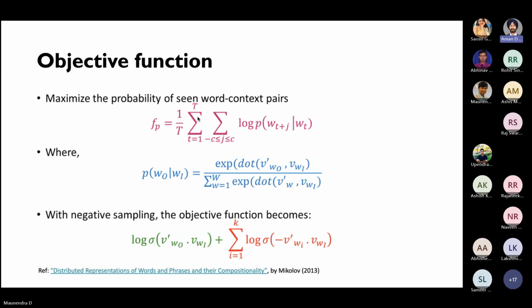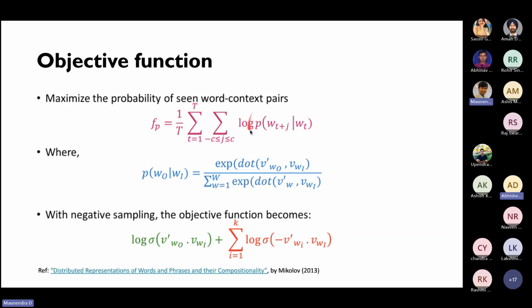Is T the number of all the words in the document, or just the number of that particular word in the document? Number of all appearances of all words together. And how do we find probability, like w t plus 1 given w t? Yeah, we'll come to that. That will be the next thing that we discuss.